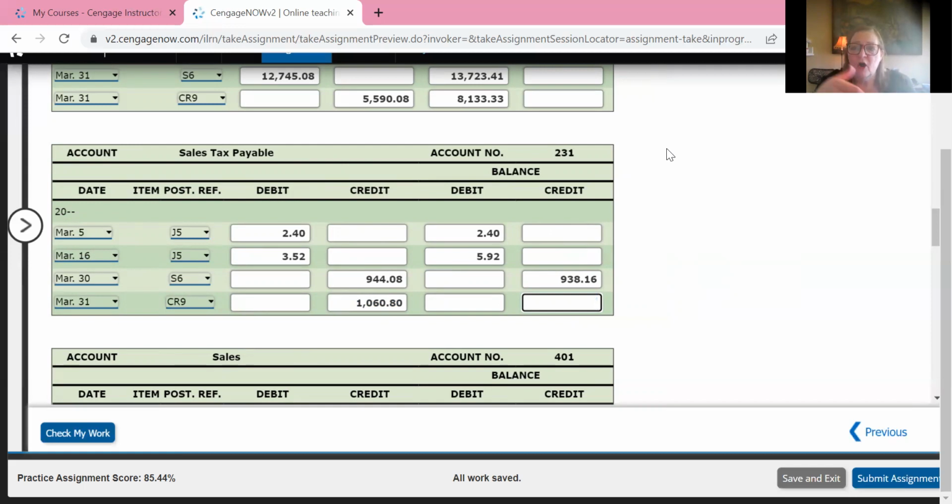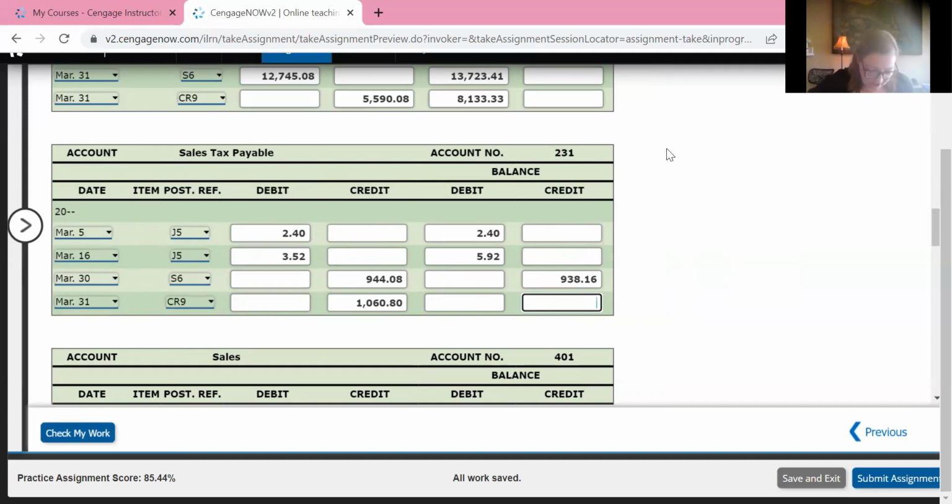The only reason you offset the two is if they're not the same. If there are two credits, add them together and put it on the credit side. If they're two debits, add them together and put it on the debit side. But if one's a debit and one's a credit, net them out and then put them on the side of the largest of the two.